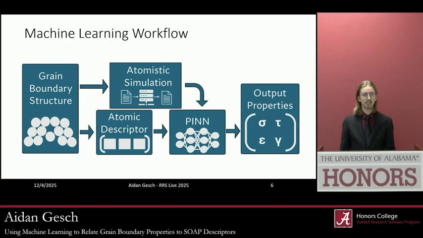I'm using a database of about 5,000 grain boundary structures of copper-silver systems, with copper as the main bulk of the structure and a small percentage of silver added. I have CSL grain boundaries at various misorientation angles.